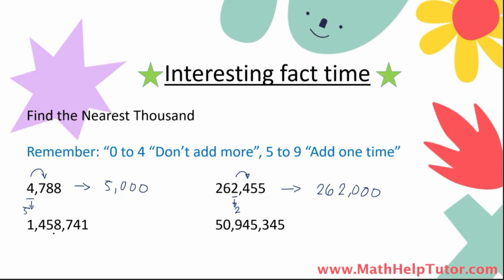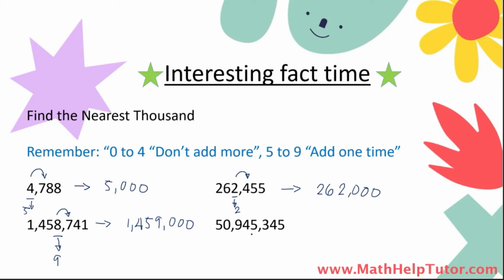Let's go to the next number. So 8 is in the thousands place. What we do is we look at the digit to the right, which is 7, and we follow this rhyme. 0 to 4, don't add more. 5 to 9, add 1 time. So since 7 is within 5 to 9, that means we have to add 1 time to the digit that we are rounding. So 8 becomes 9. So the nearest thousands for this number is, let's put the 9, comma, and let's replace the rest of the places with 0. And then we consider the digits to the left. That's 1, 4, and 5. So the answer is 1,459,000.